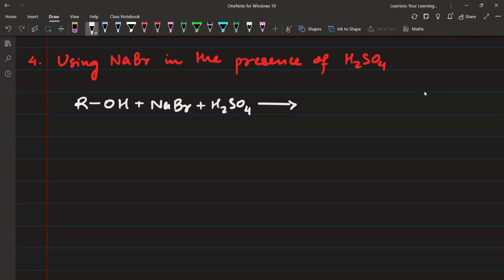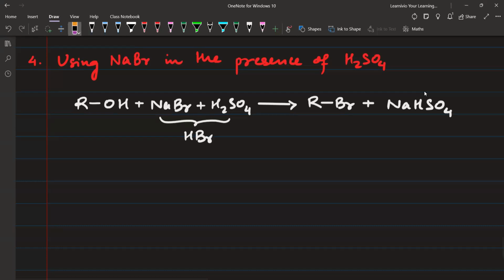So what happens essentially is that this NaBr and H2SO4 form HBr, because you will get Br negative, and from H2SO4 you will get H plus. So they form HBr, and then HBr reacts with the alcohol and what does it form? This will form RBr. Plus it gives NaHSO4. That is another thing, it's not really important. Okay. So this reaction happens.